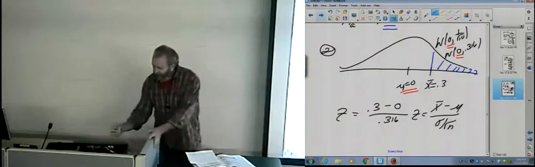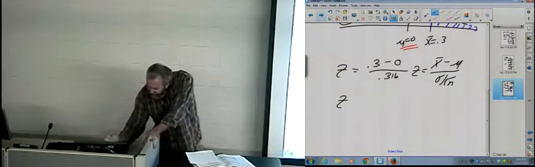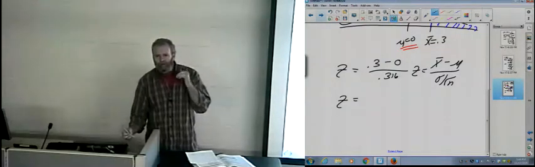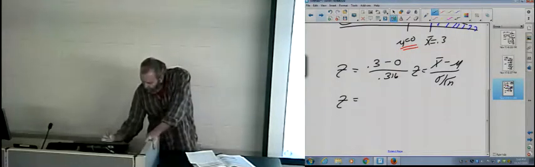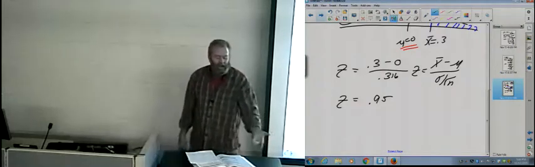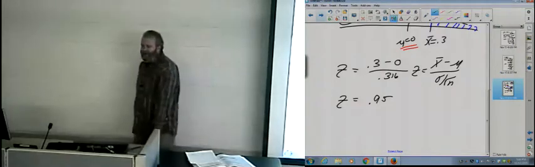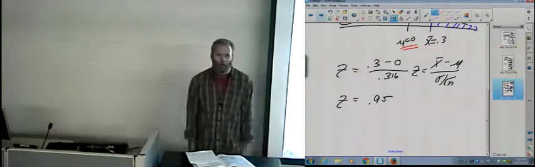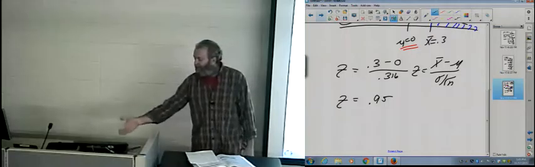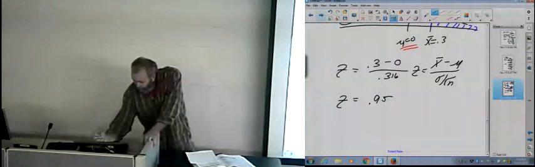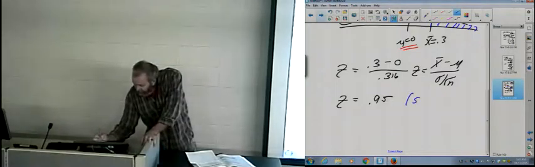Well, when you do that, you get a z that's equal to, what's my z? Not very big. 0.95. What that's telling you is that x bar of 0.3 is only 0.95 standard deviations greater than the mean. Is that very far away? In other words, is that a small z-score or is that a large one? Yeah, that's small.